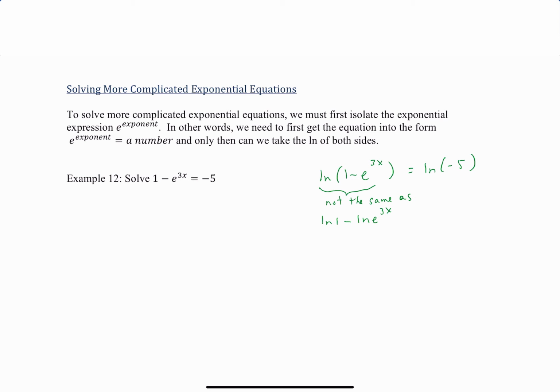So that's why we have to start by isolating the exponential expression. So let's subtract a 1 from both sides to work on getting the e to the 3x by itself. That'll give me negative e to the 3x equals negative 6. I've just got to keep going. I don't have plain old e to the 3x. I've got a minus in front, so I can't stop there. I've got to multiply or divide both sides by negative 1. That'll give me e to the 3x equals 6. And now I can take the logs on both sides.